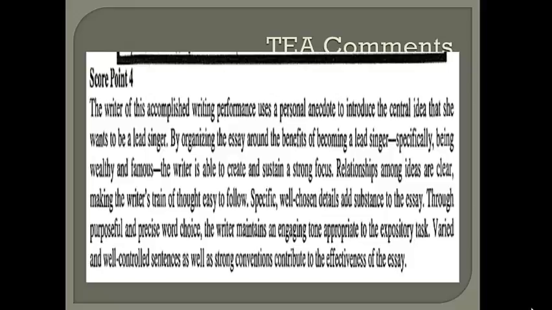I personally like this, maybe because I have more background knowledge, because my daughter loves One Direction. Very good piece of writing.